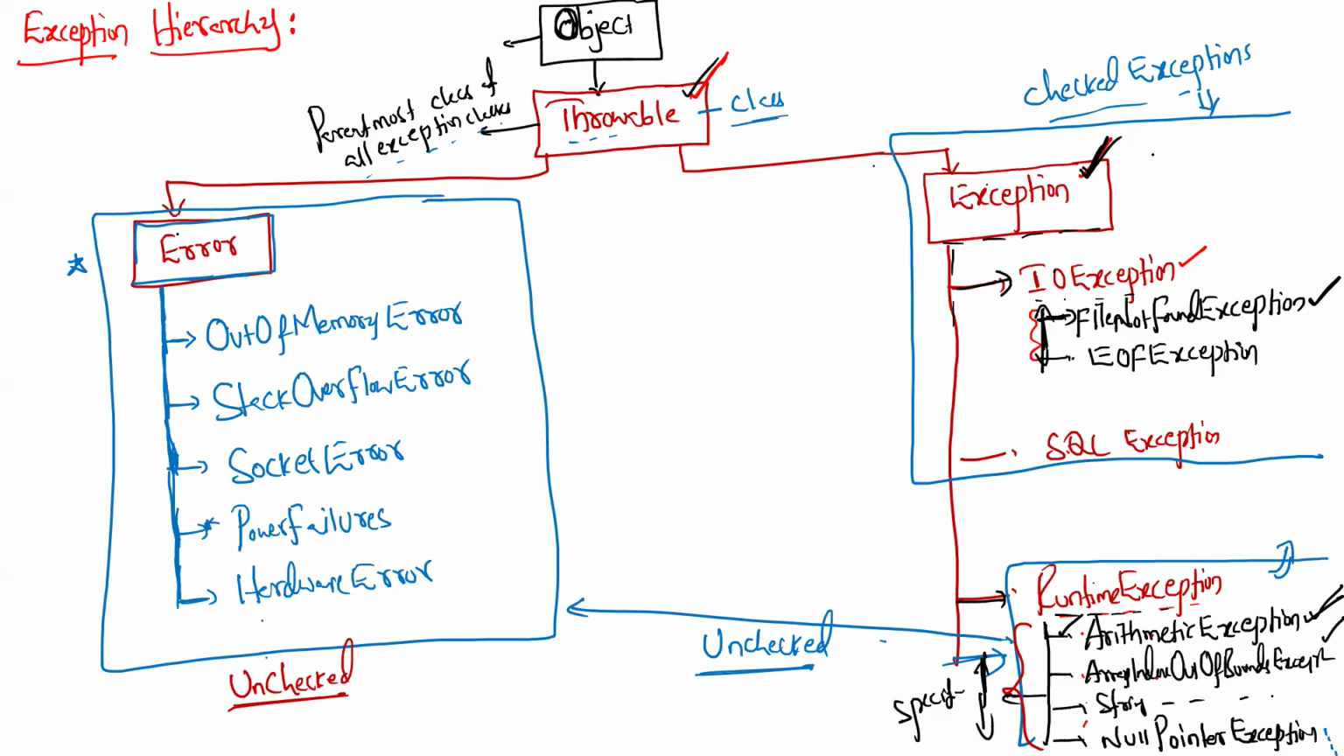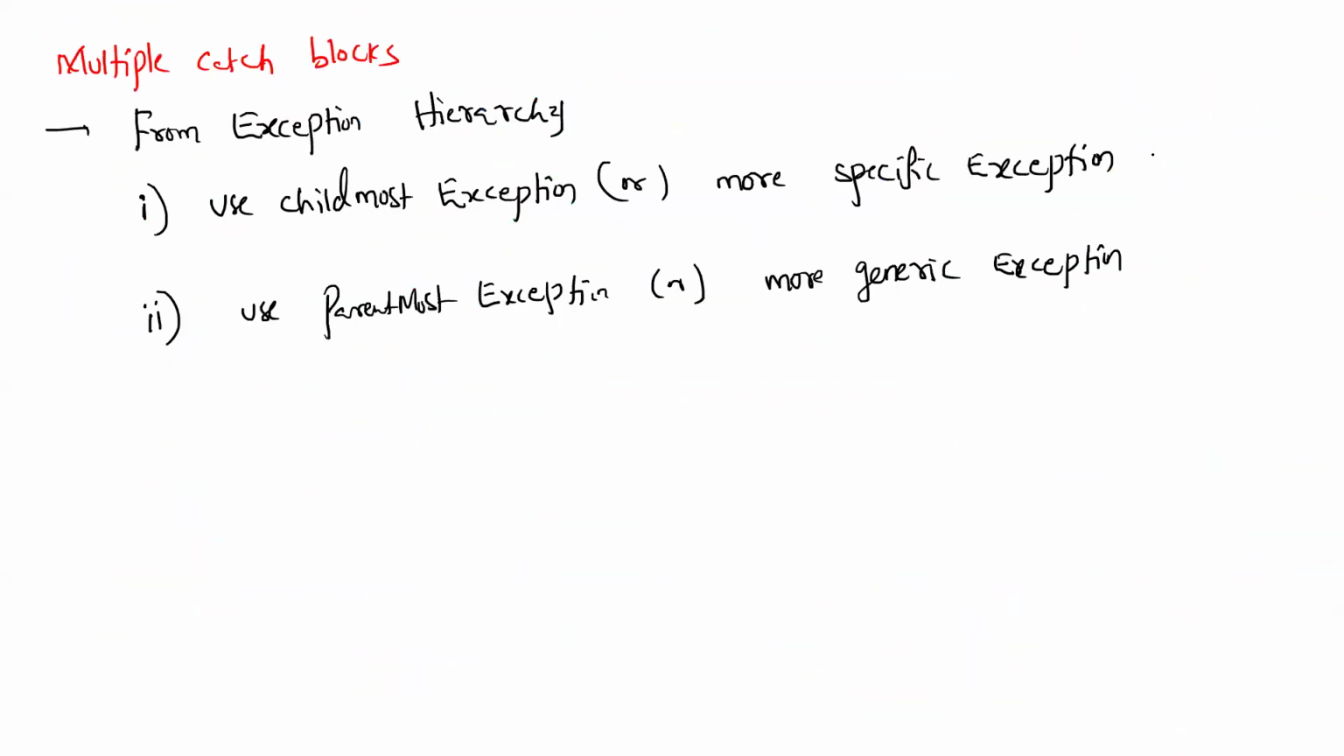So what we have to write? We have to write the more specific exception first, then the most generic exception last. That is how we have to write the catch blocks in order whenever we need multiple catch blocks. Is it understood? Okay.